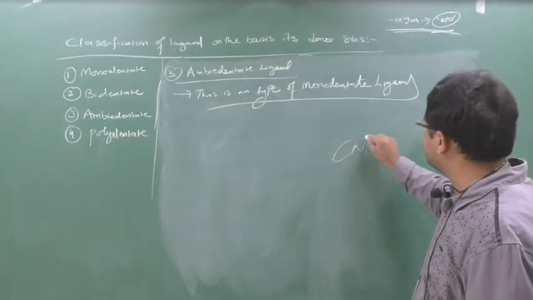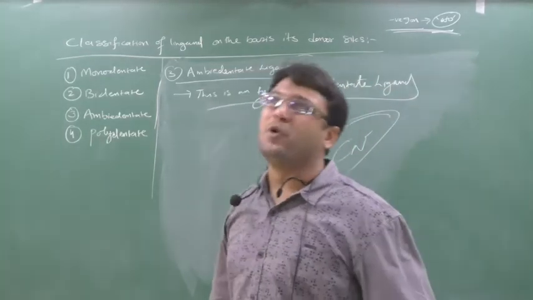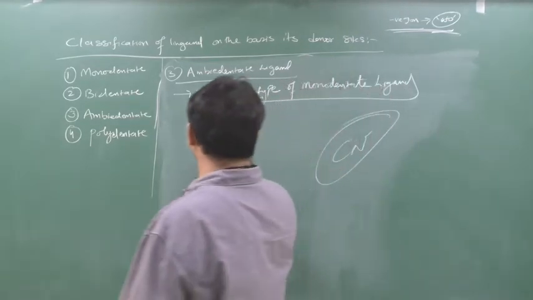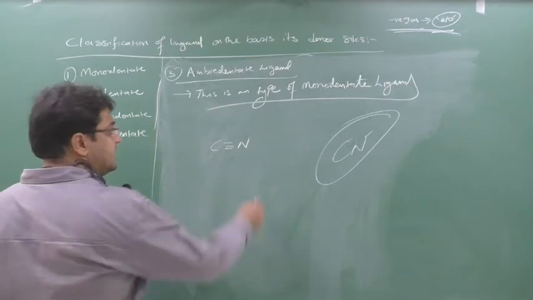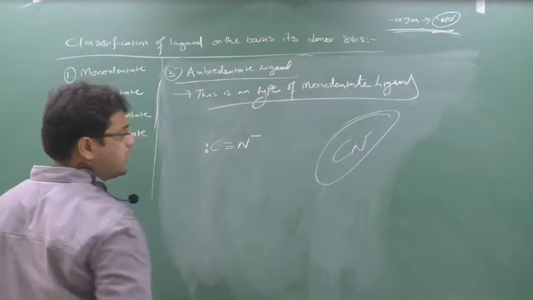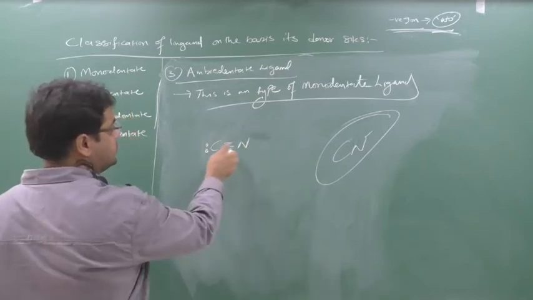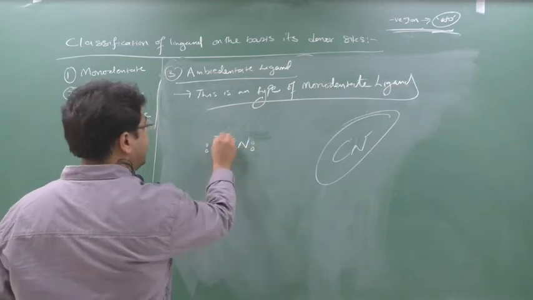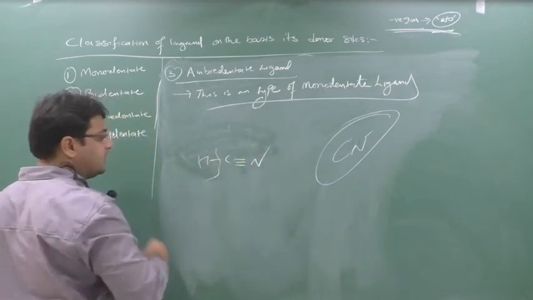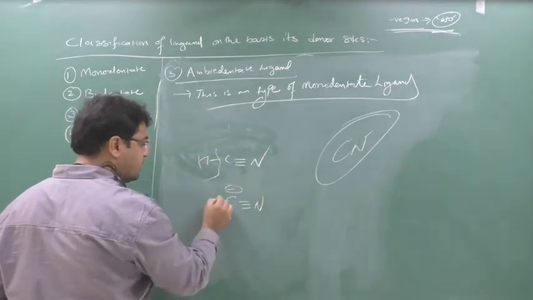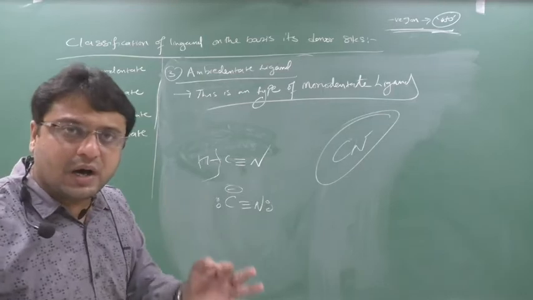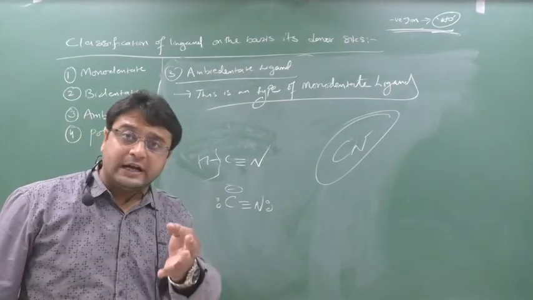The best example is CN minus. Is it monodentate or bidentate? Wrong, it's an ambidentate. There are two donor sites in the cyanide ion. This nitrogen has a lone pair and this carbon also has a lone pair. So this minus is from this carbon. How? HCN: this H will go, C triple bond N, so here is minus with one lone pair. In CN minus, the minus charge is on the carbon, not the nitrogen.